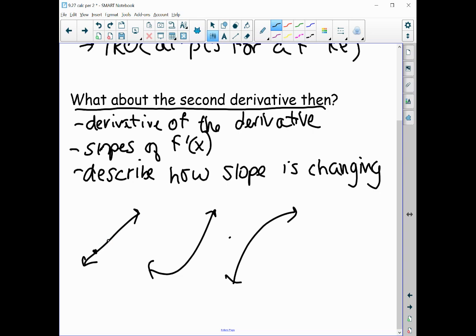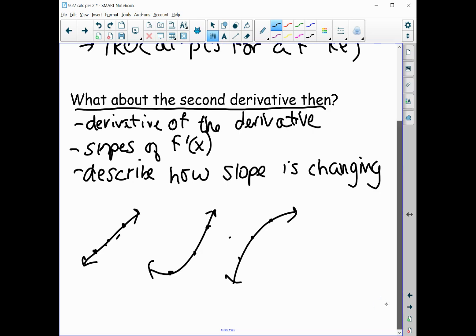If we look at these points right here, all the slopes are the same because it's a linear function. So if this line has a slope of 2, every point on this line has a slope of 2. This function, if I look at these points, you can see that the slopes are different. The steepnesses of each of these are changing. So the rate of change, or the slopes, are actually changing themselves. And that is what the second derivative is going to describe. It describes how the slope is changing. It's the slope of the slopes.